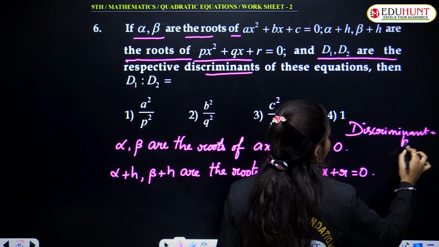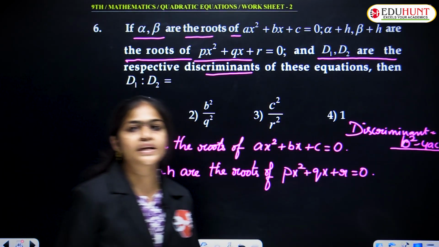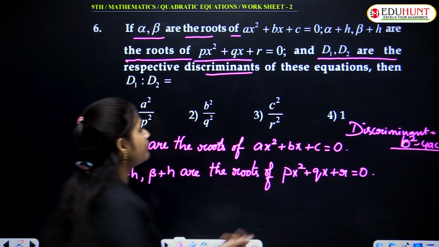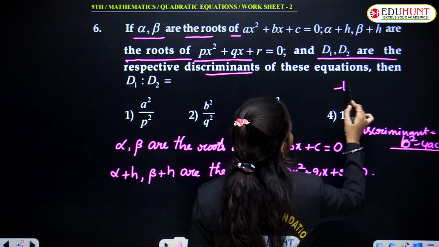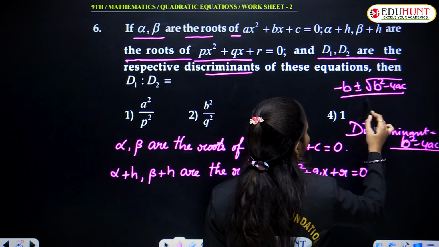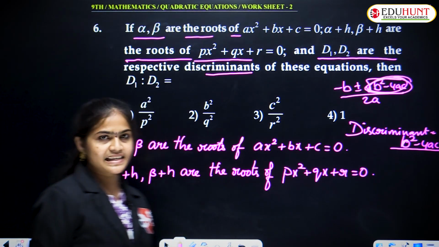Discriminant means b square minus 4ac. Okay, b square minus 4ac is called the discriminant in that quadratic formula: minus b plus or minus square root of b square minus 4ac, by 2a. So here b square minus 4ac is called the discriminant.